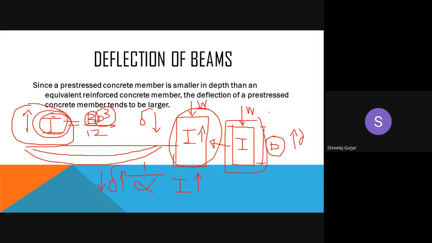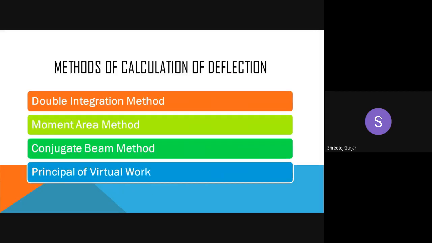That is why your pre-stressed member tends to have larger deflection. So we need to control that deflection. We need to analyze what will be the probable deflection, and we need to try to avoid that deflection. For calculating deflection, we have various methods which you have studied in previous semesters. I hope you have studied the double integration method and not skipped it. Moment area method is very easy. You have studied the conjugate beam method, and the principle of virtual work, that is nothing but the strain energy method.